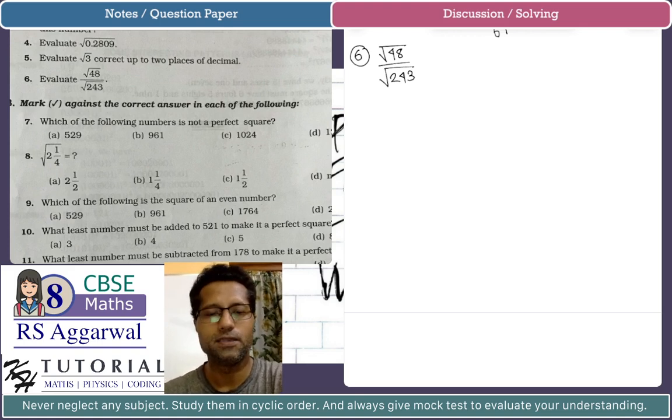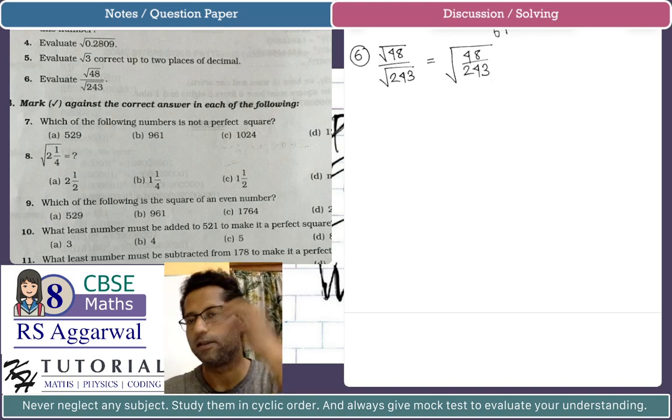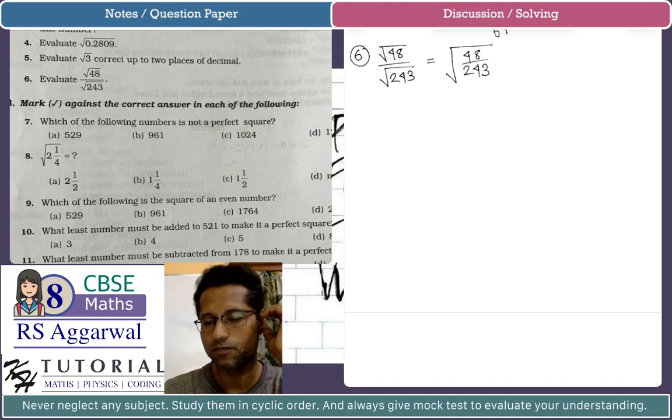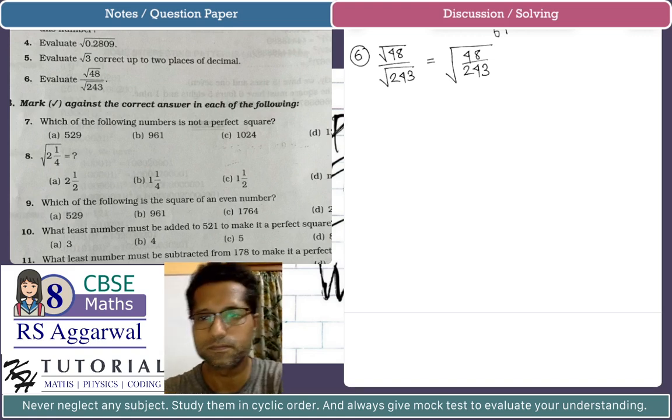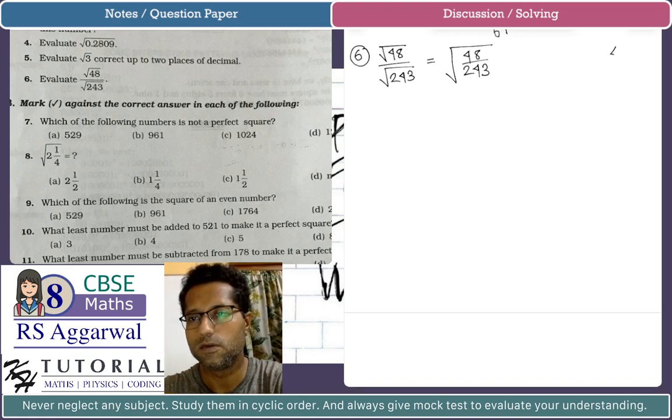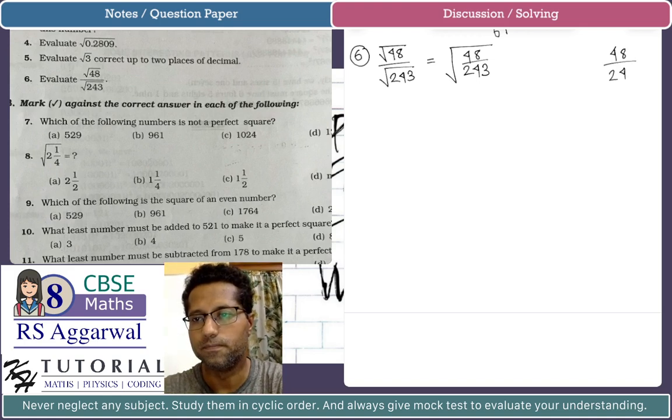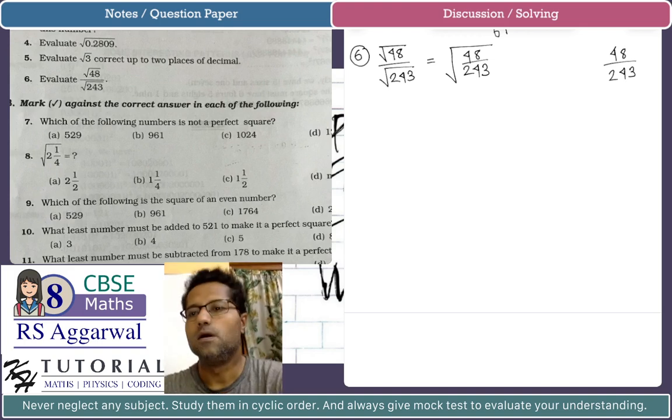So for finding this kind of expression, what we do is we write it as square root of 48 by 243, and if we do some cancellation, there is a high chance that this fraction, 48 by 243, will get simplified to a form a by b, where both a and b will be perfect squares. So let's see what is 48 by 243.